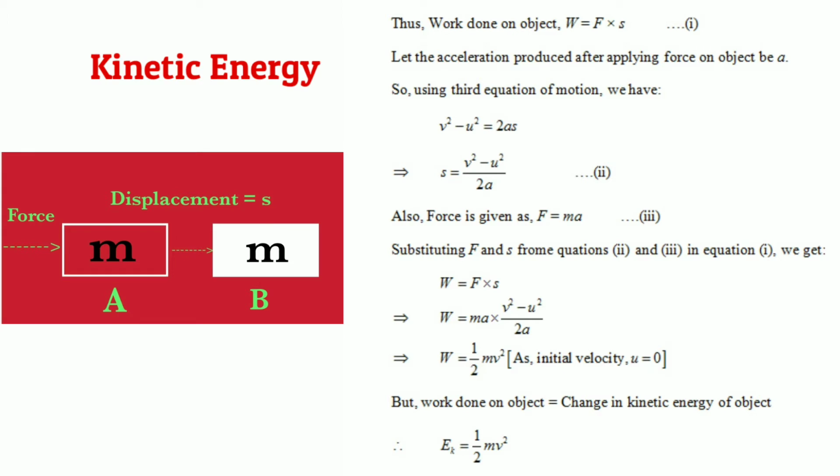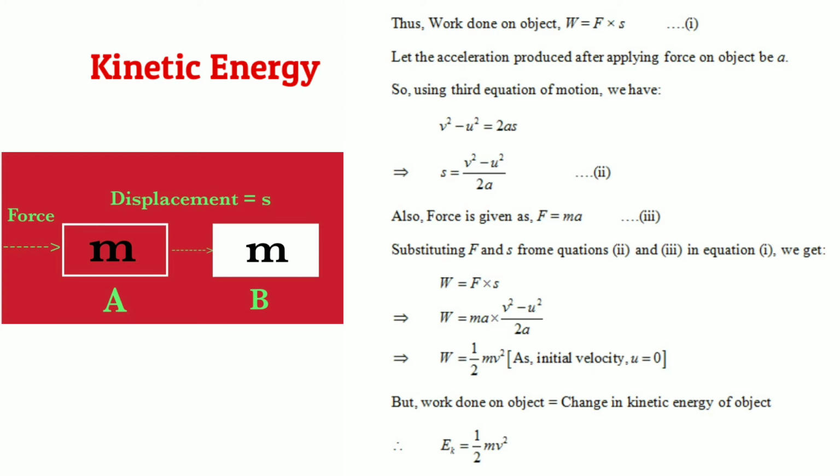Now force equal to m into a, as given by Newton's second law, F equal to m into a. So this will be the third equation, suppose. Then again we put the value W equal to F into S, and in place of F we are writing m into a, and in place of S we are writing v square minus u square upon 2a. This comes from equation number 2.